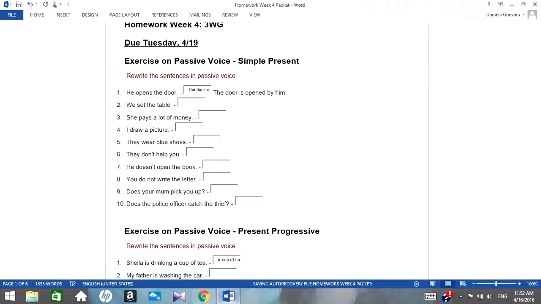Okay, so this one, the table comes after the verb, so that's the object. And is set. Set is the past participle. By us. Now this one, all of this is my object in this sentence. A lot of money. I have to include the whole phrase. A lot of money is paid by her. Oops, sorry, misspelled that. Sorry about that. Paid. Like that.